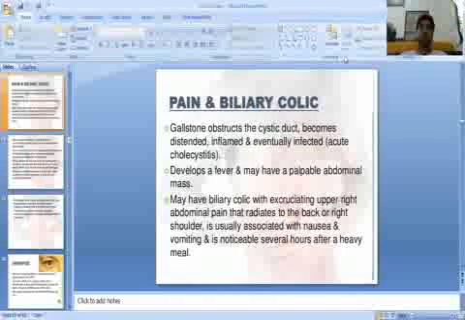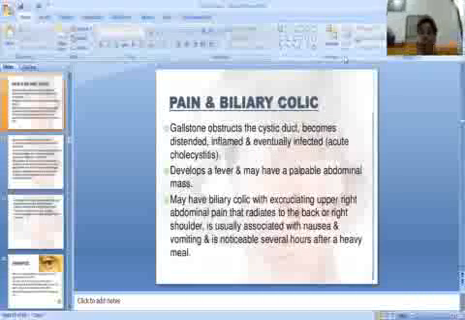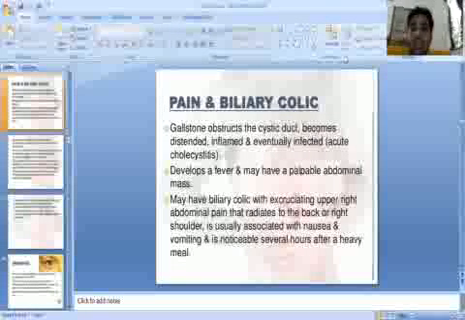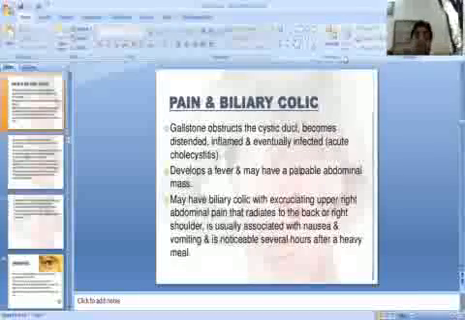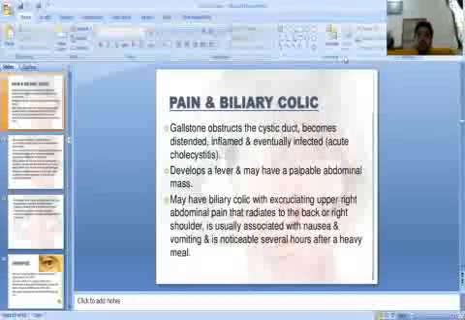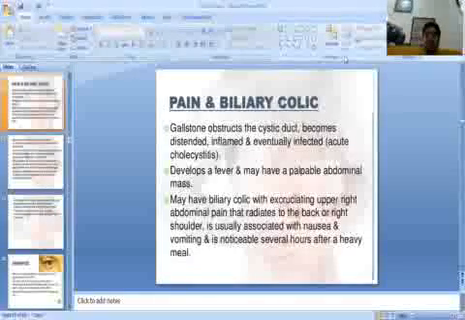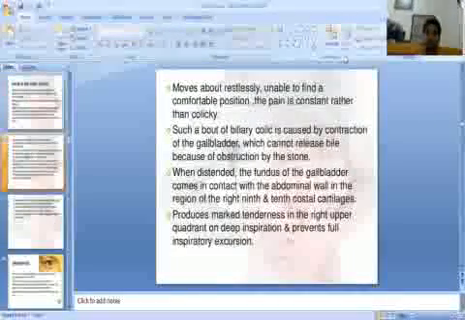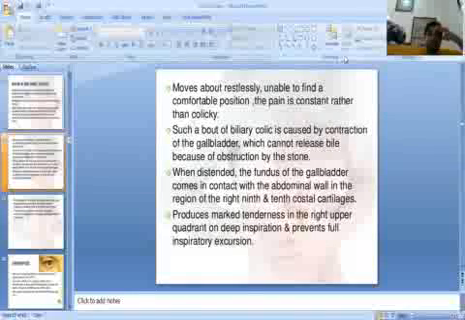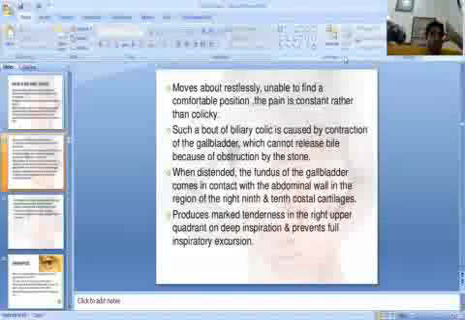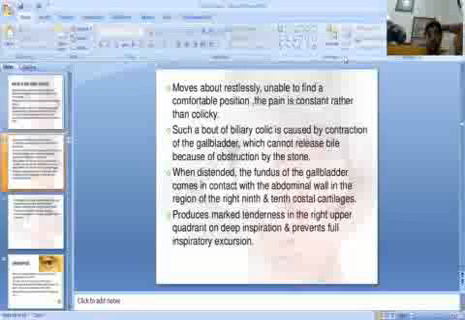The patient may have biliary colic with excruciating upper right abdominal pain that radiates to the back and right shoulder, usually associated with nausea and vomiting and noticeable several hours after a heavy meal. Patients move about restlessly, unable to find a comfortable position. The pain is constant rather than colicky.